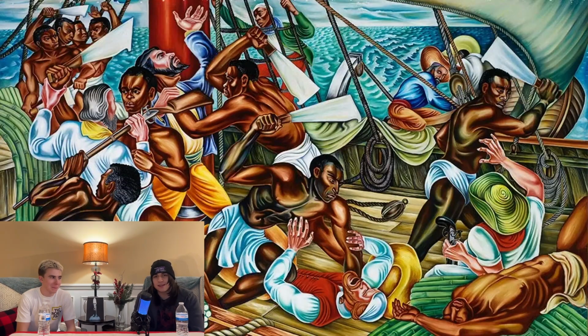This mural, created in 1939 for the Talladega College, tells the story of the Amistad Rebellion, where a group of enslaved Africans revolted against their captors. It's an incredibly powerful piece. What are your first impressions when you look at it?